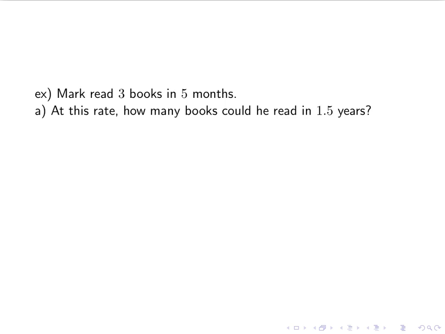And as another example, I think our last example, Mark read 3 books in 5 months. Question A, at this rate, how many books could he read in 1.5 years? So I'm going to set it up. I've got the 3 books in the 5 months, and I've got the x books in 1.5 years. But again, I don't want years, I want months. So 1.5 years is 18 months. Right? There are 12 months in 1 year, 6 months in half a year, so that's 18 months.